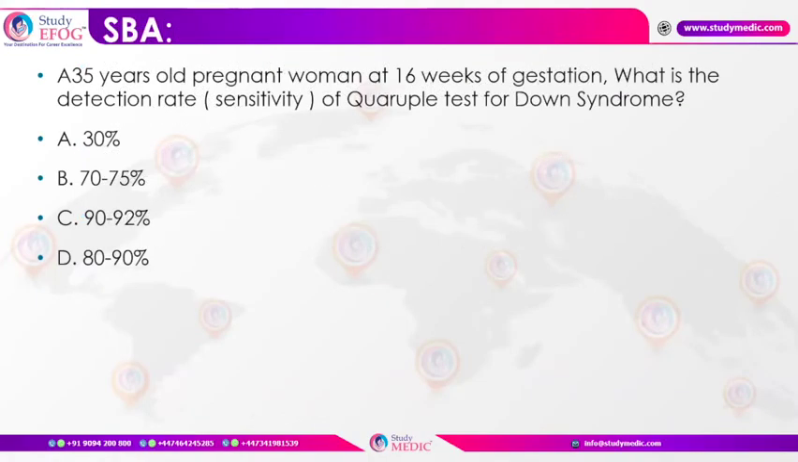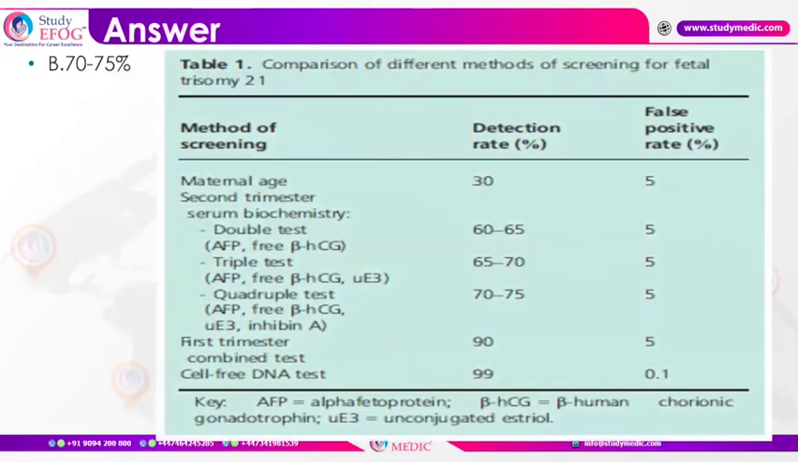Let's solve this question. A 35-year-old woman is pregnant at 16 weeks of gestation. What is the detection rate of the quadruple test for Down syndrome? A is 30%, B is 70 to 75%, C is 90 to 92%, and D is 80 to 90%. So the answer is 70 to 75%.